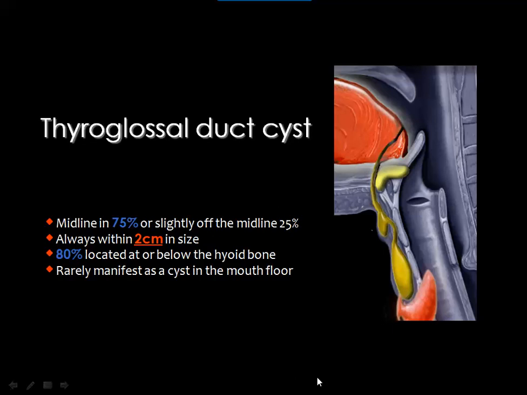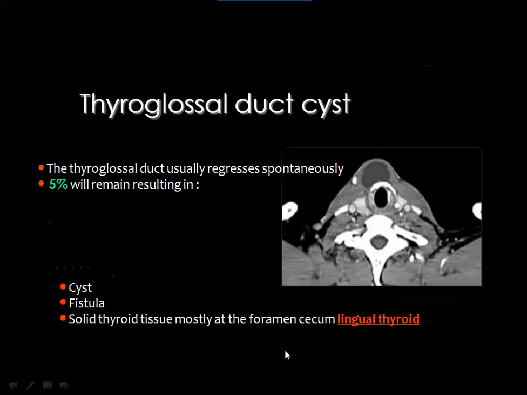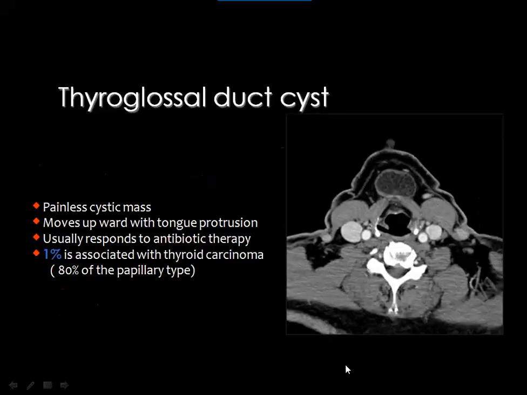You remember we have 3 cysts in the mouth floor, 1 located laterally, which is the ranula, and 2 located in the midline, which are the epidermoid and the dermoid cyst. And I have mentioned how you can differentiate these from each other. And the thyroglossal duct cyst may regress spontaneously, but about 5% of the cysts will remain, resulting in either a cyst formation or a fistula, or sometimes you can see a solid thyroid tissue along the course, especially near the foramen cecum, and this is what we call the lingual thyroid or the ectopic thyroid.